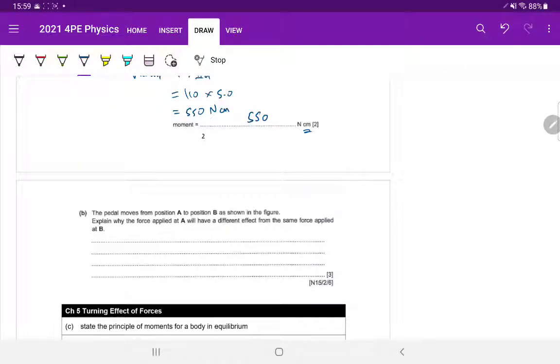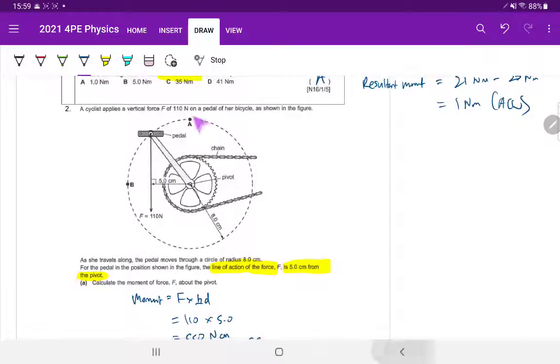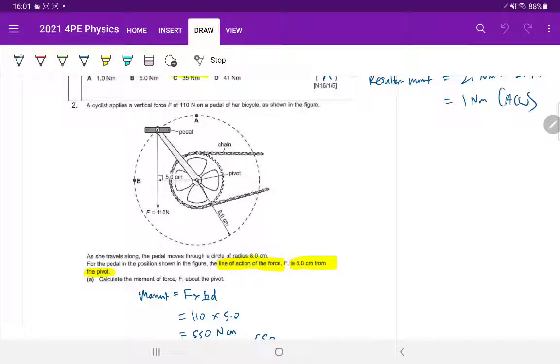Part B, the pedal moves from position A to position B as shown in the figure. Explain why the force applied at A will have a different effect from the same force applied at B. So if we look here, and the pedal is here, right? A vertical force applied here, let's say it's the same force, 110 newtons. So the same vertical force, 110 newtons downwards applied here, why would it be different from the force applied here, right?